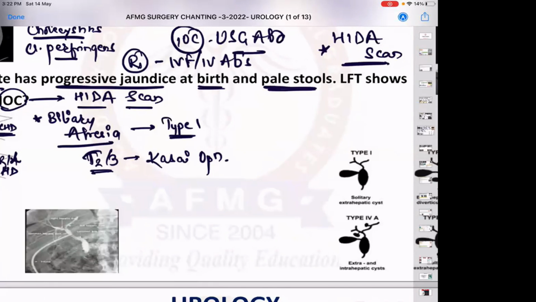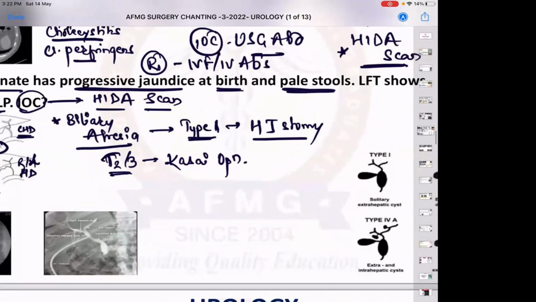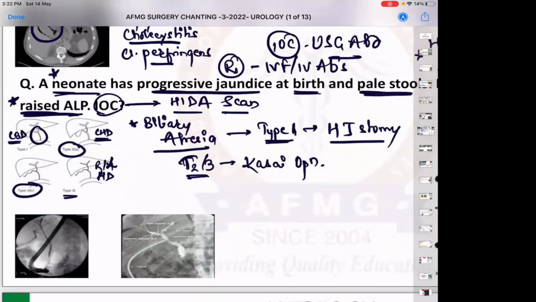So please remember, for type 2 and type 3, it is a Kasai operation or a Kasai procedure. But for type 1, it is a hepatico-jejunostomy. Very good. For type 1, it is a hepatico-jejunostomy, also termed as Roux-en-Y hepatico-jejunostomy. Remember the full name if needed. Roux-en-Y hepatico-jejunostomy.